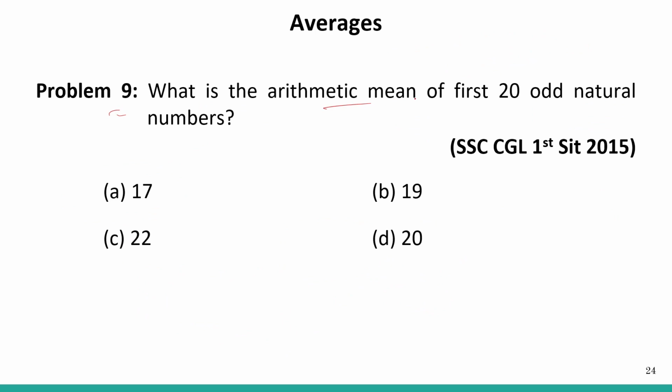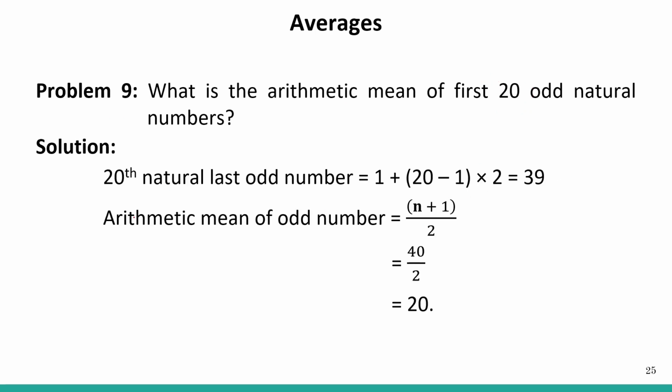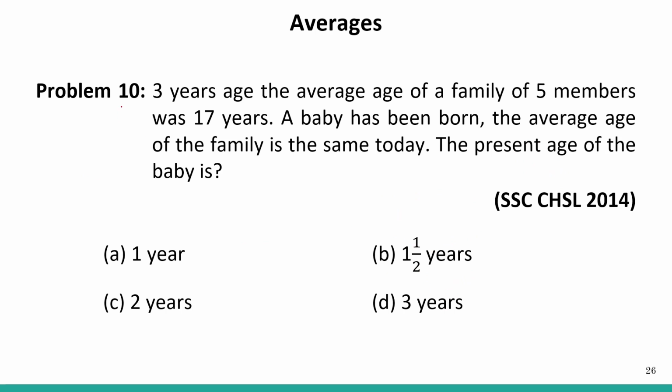So let's go forward with problem number 9. What is the arithmetic mean of the first 20 odd natural numbers? Is it 17, 19, 22 or 20? This question has appeared in the SSC CGL first sitting 2015 paper. So the 20th odd number is equal to 1 plus (20 minus 1) into 2, that is equal to 39. So the arithmetic mean of the odd numbers will be (N plus 1) by 2, right? So it will be 40 by 2 is equal to 20.